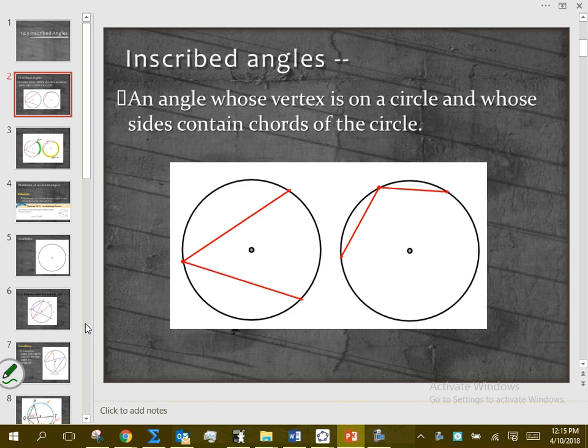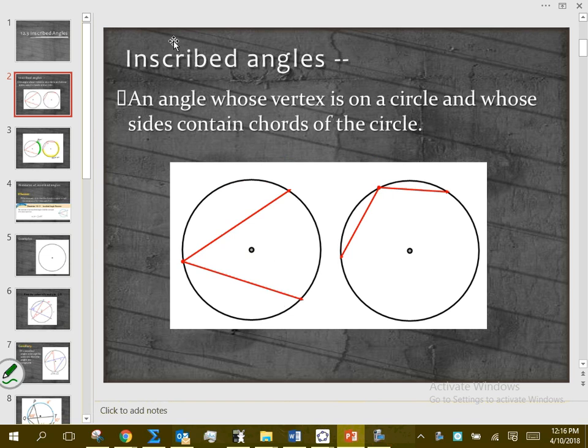Okay, so inscribed angles. By definition, an inscribed angle is an angle whose vertex is on the circle and whose sides contain chords of the circle, meaning that the sides could extend beyond the circle. A lot of times we just draw them and stop them at the edge of the circle, but you could extend them. And in one application, here in a little bit, we will need to extend the sides. But an inscribed angle is any angle whose vertex is on the circle.